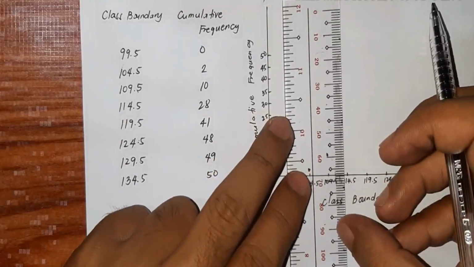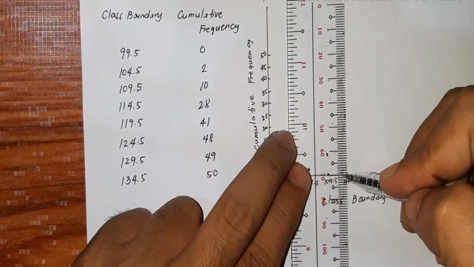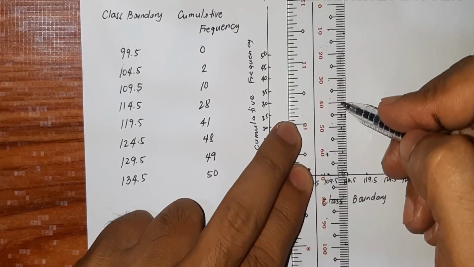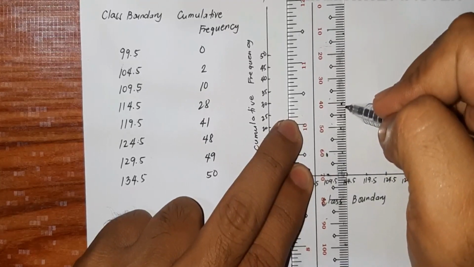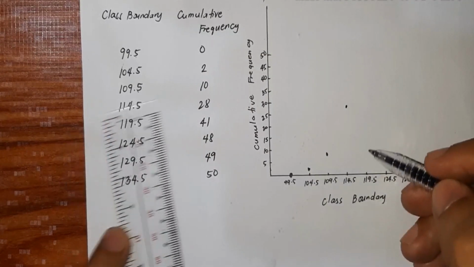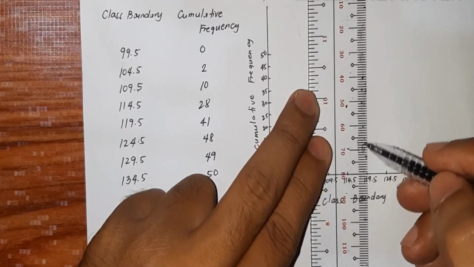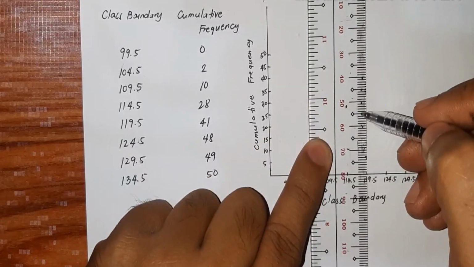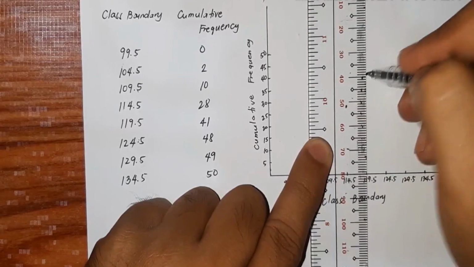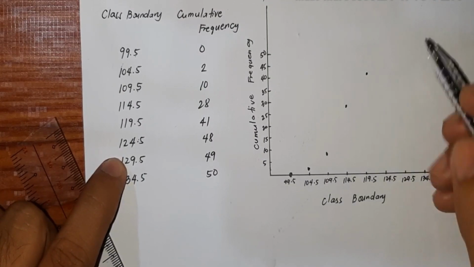Okay, next. 114.5 is 28. Lagpas siya ng 30, I mean bago siya mag 30. So, 5, 10, 15, 20, 25, 30. So, babaw lang siya ng 2 units. So, that is 28. Okay, next. 119.5 is 41. Okay, so bilang tayo. 5, 10, 15, 20, 25, 30, 35, 40. So, ito si 40. Lagpas lang ng isang unit. So, 41. Okay, next is 48 para sa 124.5.